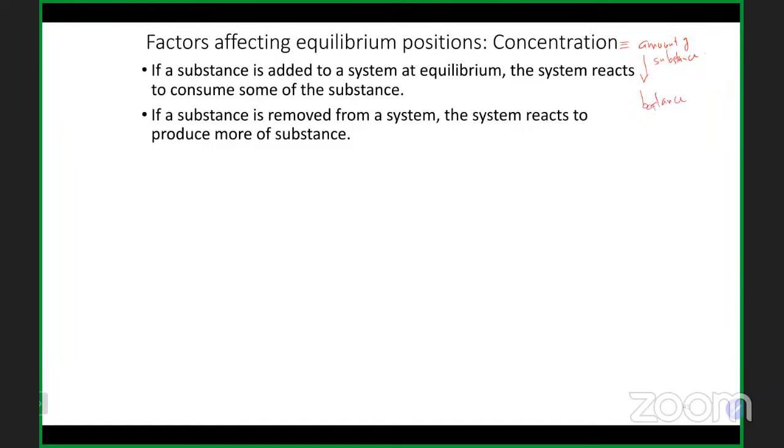So it's even like a mechanical equilibrium. Once you try to put weight on one side, just imagine somebody walking on a rope. Once there's too much weight on one side, the person bends to counter the effect of the excess weight. So if a substance is removed, the system reacts to produce more of the substance.